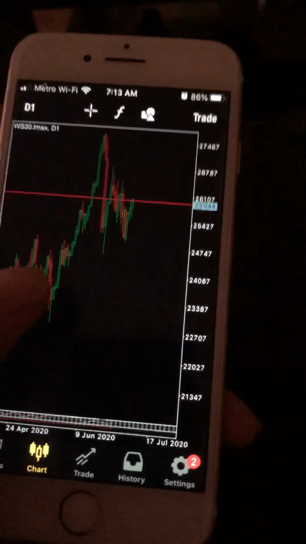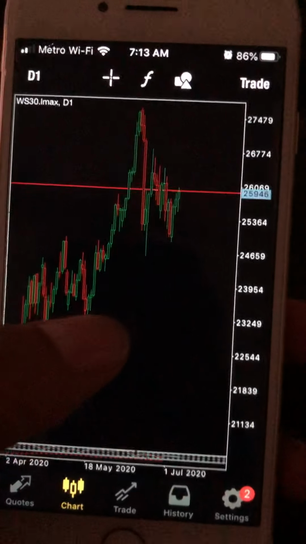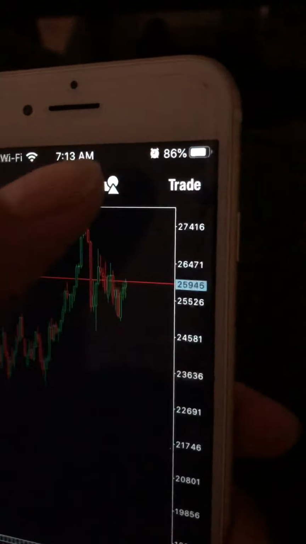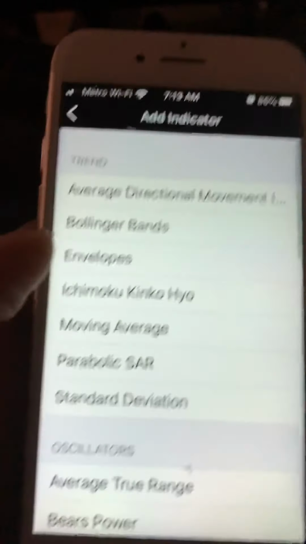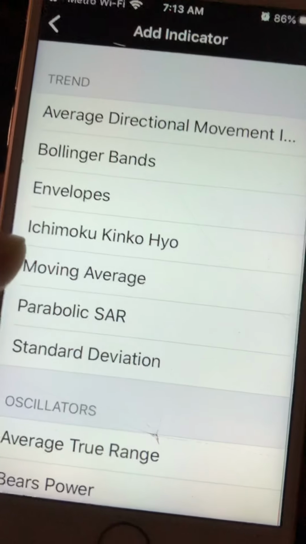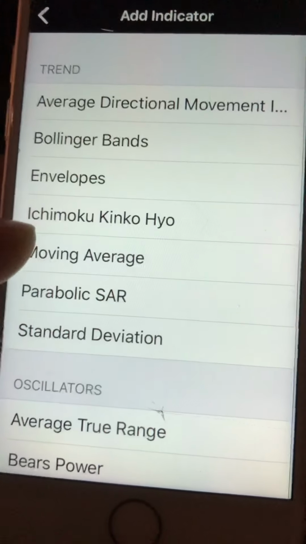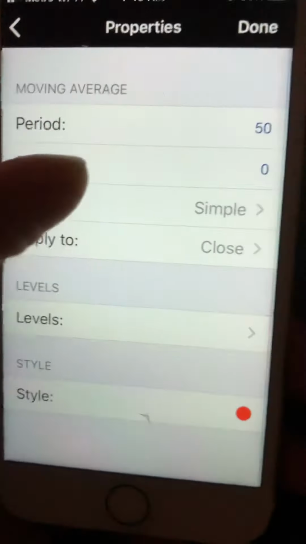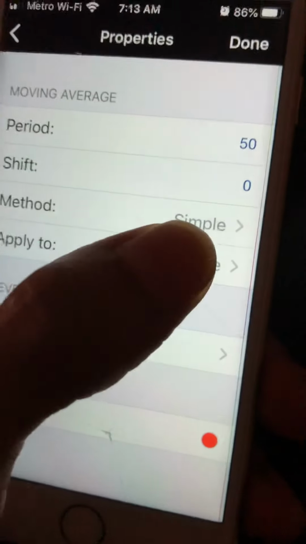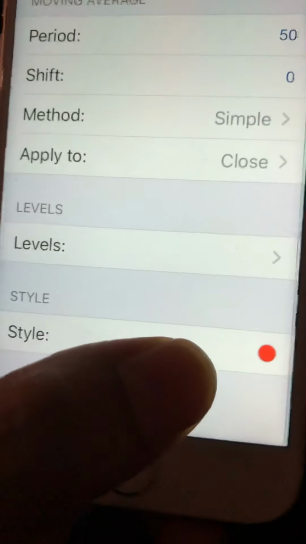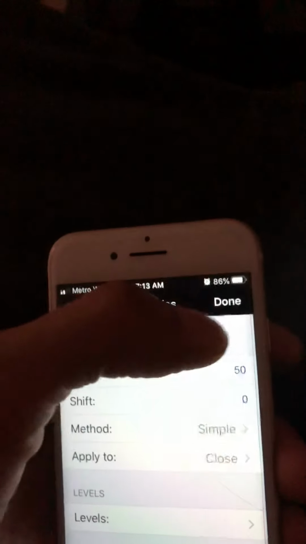Now, let me show you how to draw lines on your chart. I put in moving averages. This will give you a good indication of where price is going. Here's what I do. Main window, moving average. Here are the ones I recommend. Period 50. Change it to simple. Style red. Press done.